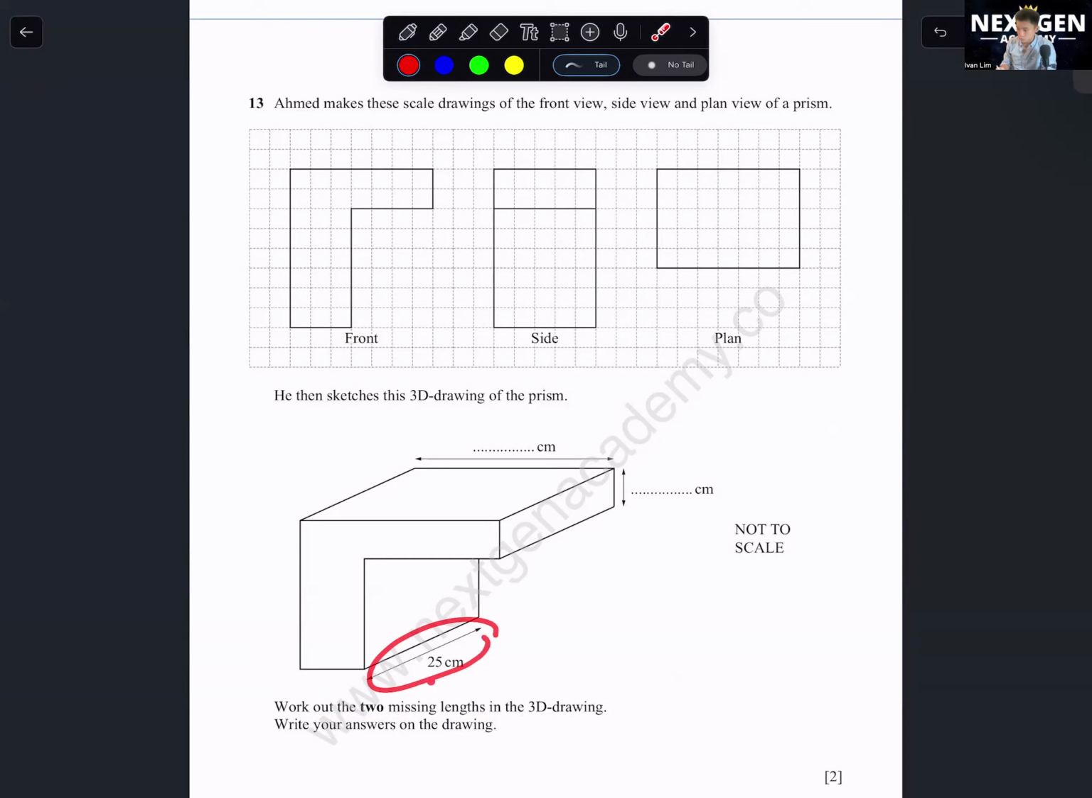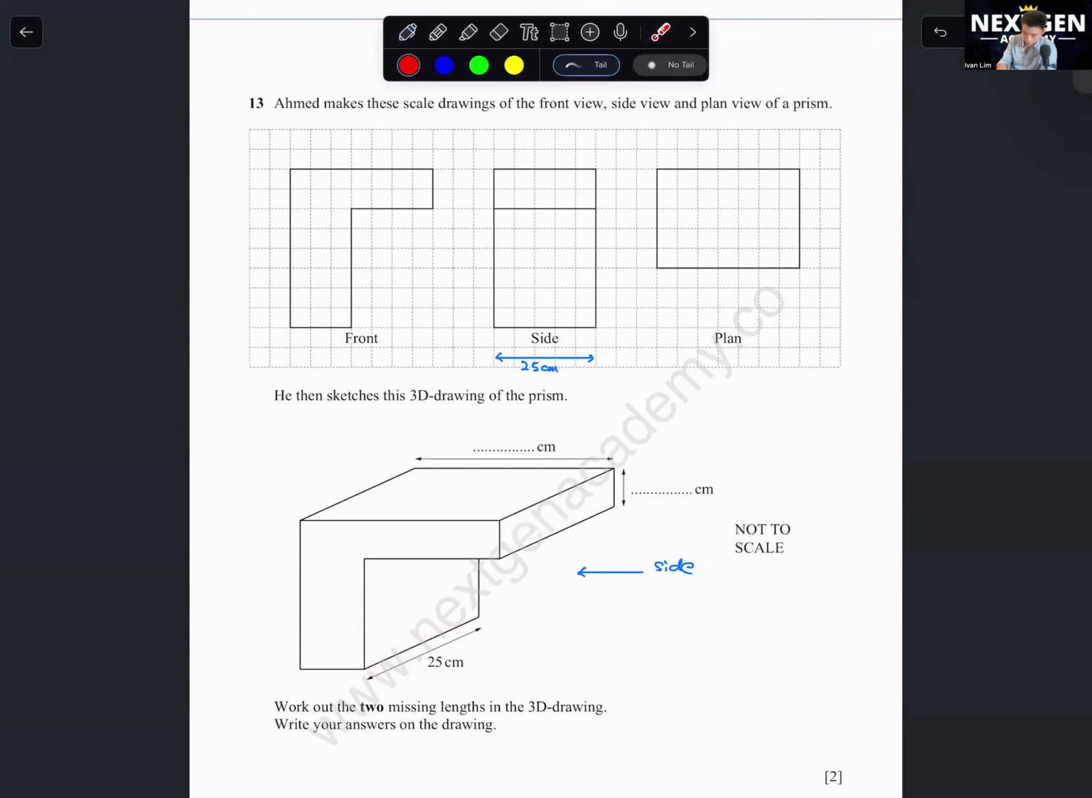Okay, 25 cm. Your exam question also. Okay. So, how do we do this? Okay, plan means from the top, but we need to base on this first. Okay, this is the side. Sorry, this is the front. From here to here, this is the side. Okay, so the only information that we have is that the side here is equivalent to 25 cm.